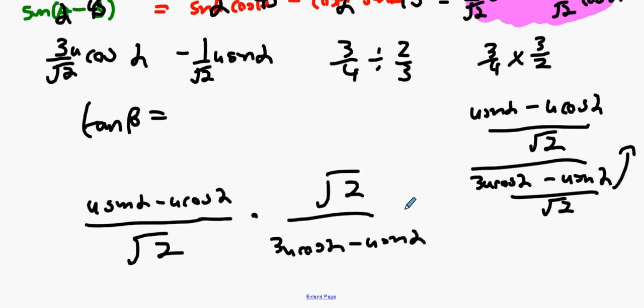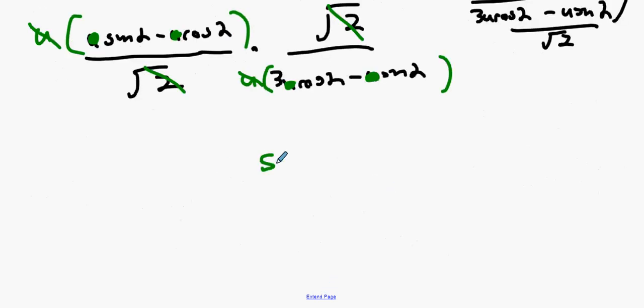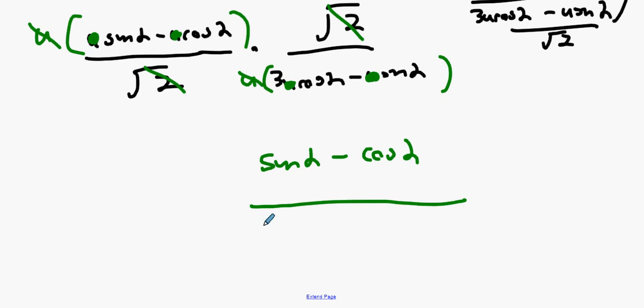Now, what cancels? Well, I could factorize out u, couldn't I? I could factorize u out the top, so if I got rid of that and that, and put the u on the outside, I could do the same thing down here. I could factorize out the u, put the u on the outside. Those two u's will cancel. The root 2's will cancel. And then what I'm left with is sine alpha minus cos alpha all over 3 cos alpha minus sine alpha.